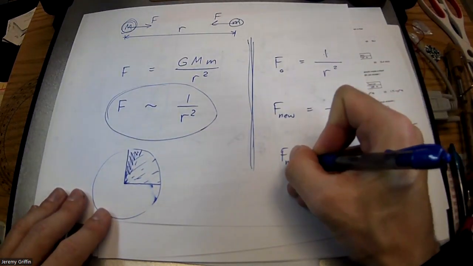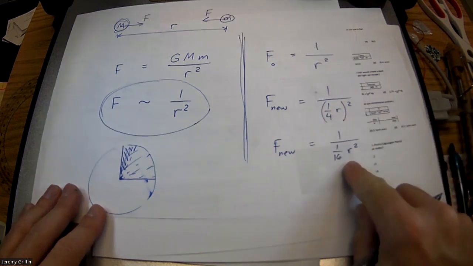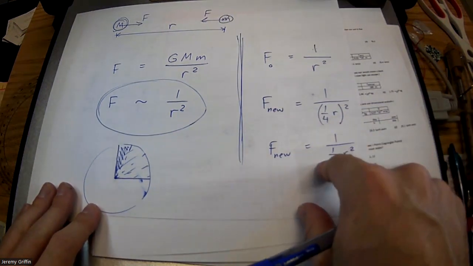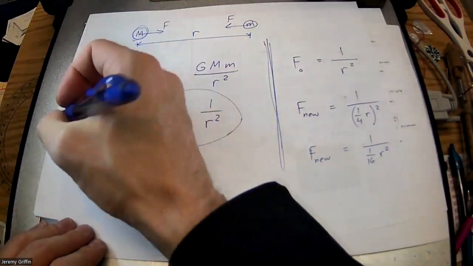So F new is 1 over 1/16 R squared. But see how there's a fraction within a fraction? You guys see that too? How about this?